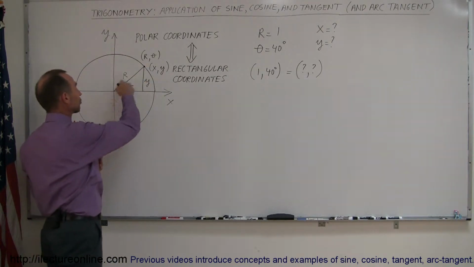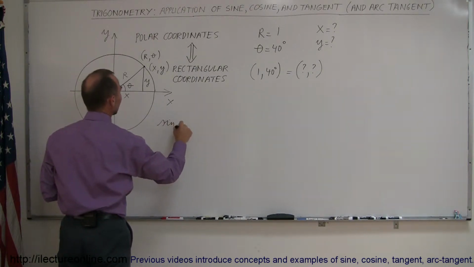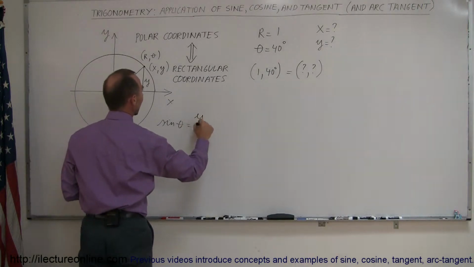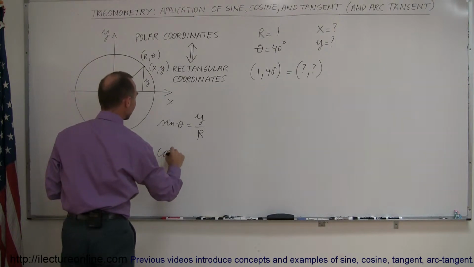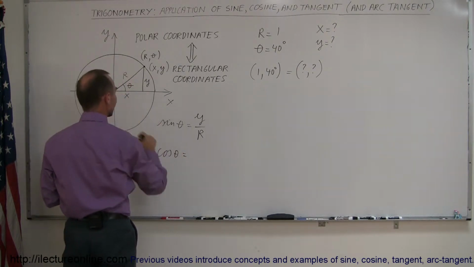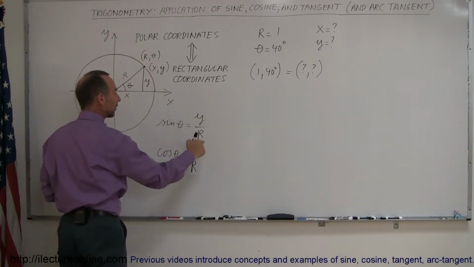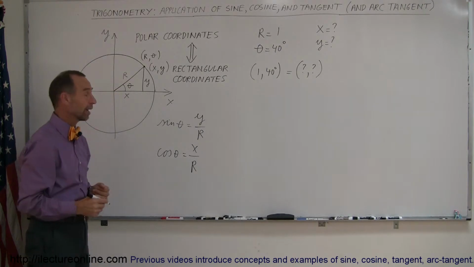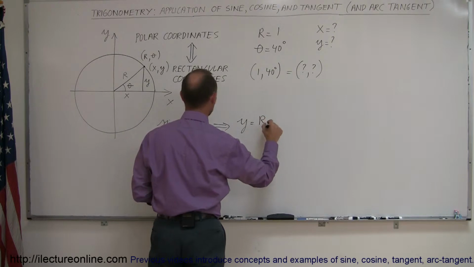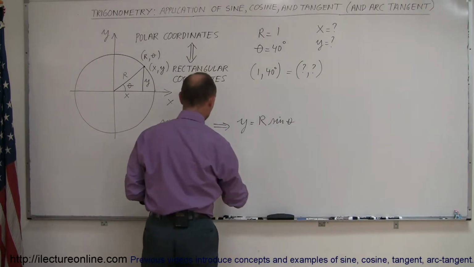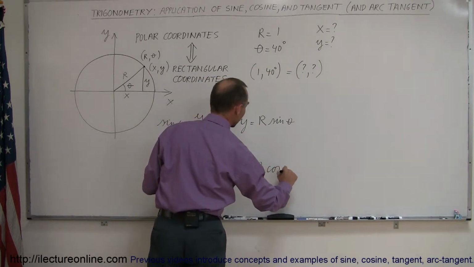And just like before, we have a triangle here. We can say that sine of theta, by definition, is equal to the opposite side over the hypotenuse. In this case, our hypotenuse is r. And the cosine of theta is going to be equal to the adjacent side, x, divided by the hypotenuse, which is r. Since we're looking for y and for x, we're going to solve these two equations for y and for x. So the first equation becomes y is equal to the hypotenuse r times the sine of theta, and x is going to be equal to r times the cosine of theta.